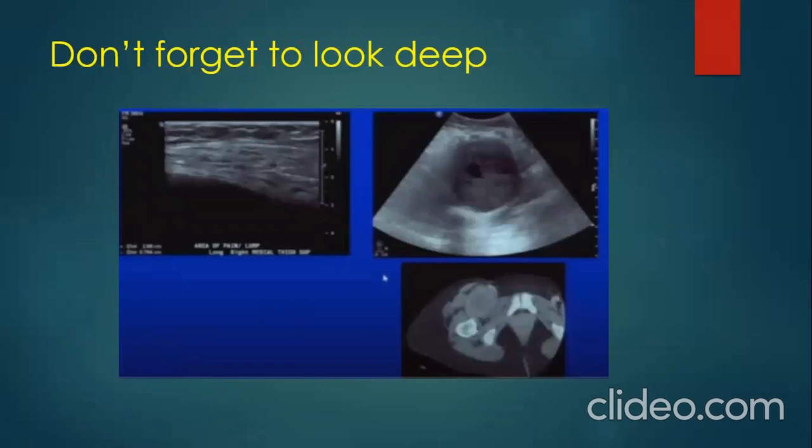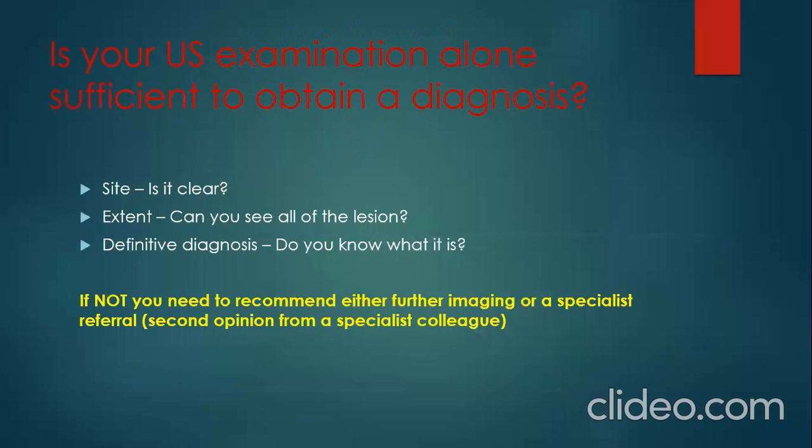Also, don't forget to look deeper, because some of these lesions, as mentioned earlier, might bridge fascial planes. When you look at the image shown on the slide, if someone did not look deeper, they might have missed this, which just looks like a shadowing or an anechoic space when we're using this high frequency transducer. But when we now turn on our low frequency transducer and we look deep, you will see that we're dealing with a mass here, which was confirmed by CT scan. So don't forget to look deeper.